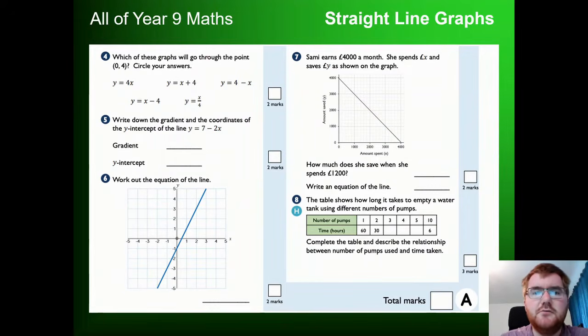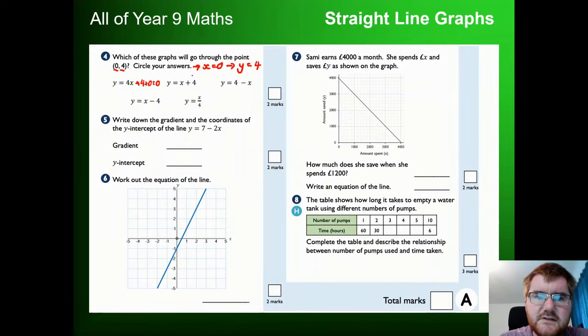So which of these graphs will go through the point 0, 4 and circle your answers? So the way I do this, I just pretend to myself that x is equal to 0 and I want to get the answer y equals 4. Remember, the first number is the x coordinate and the second is the y coordinate. So if I do that here with this one, well, when x is 0, well, that gives me 4 times 0. That's equal to 0. I wanted 4, so that doesn't work. Remember, we need to circle the correct answers.